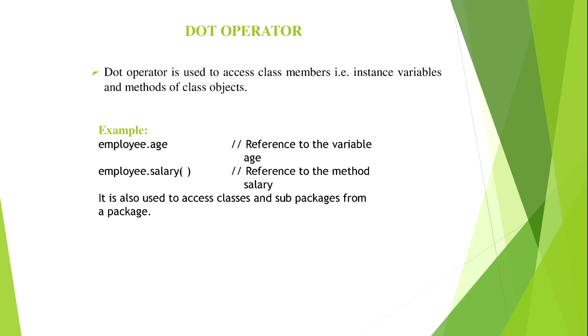What do you mean by employee? Employee is one of the objects, and .age is the instance variable. So employee.age refers to the variable age. Employee.salary means it is the reference to the method salary, and it is also used to access the classes and sub-packages from a package. So you only remember that to access the class members, meaning the instance variables as well as the methods of a class object, the dot operator is used.